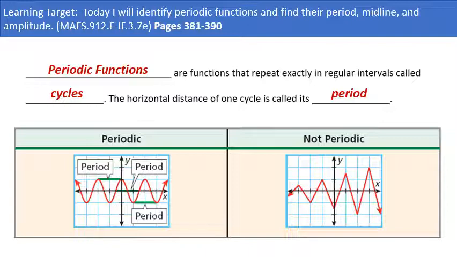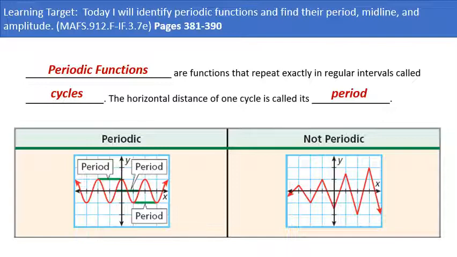So the picture on the left is a periodic function because you can see that it repeats the exact same height, the exact same depth, so the maximum value and the minimum value are exactly the same, but it's also happening consistently at the same period. So the distance between every point on one cycle to the exact same point on the next cycle is the period.